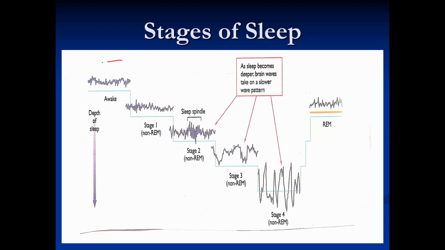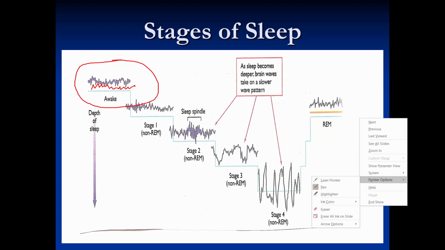Notice if you look up here, when someone's awake, we would expect the neurons to be firing very rapidly. Notice that they're very frequent and close together. That's showing that a lot of neural activity is happening and they're competing with each other, and a lot of noise in terms of the signal. That pattern indicates that the person is conscious and awake.